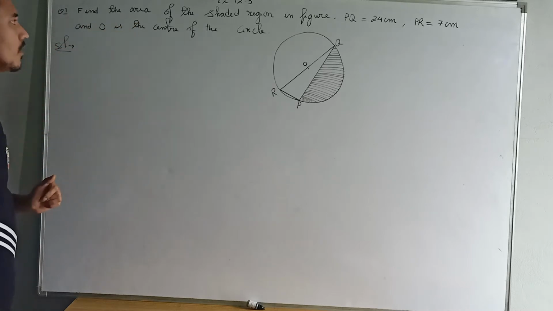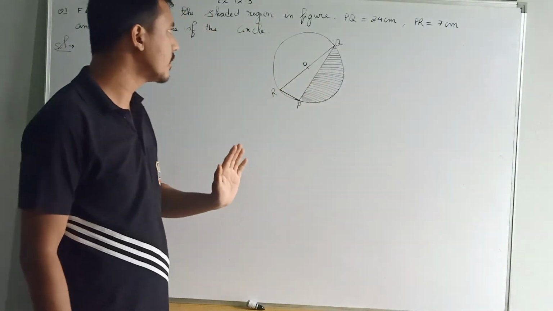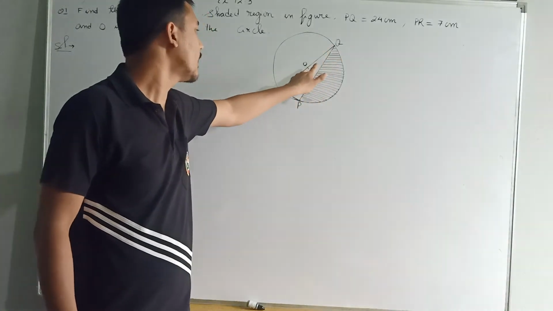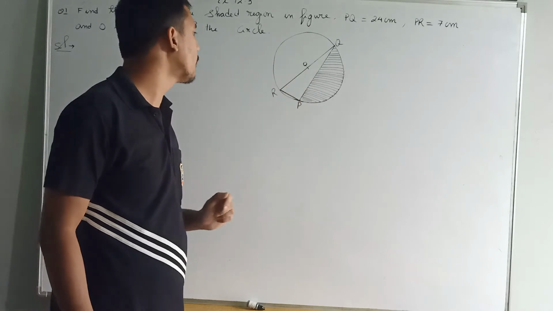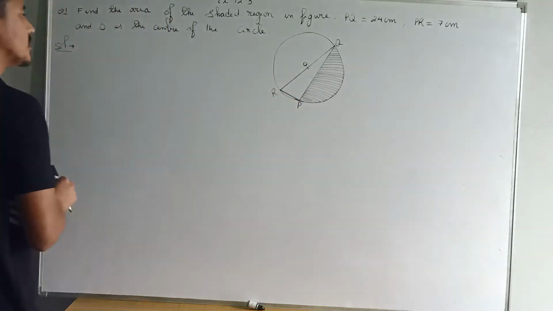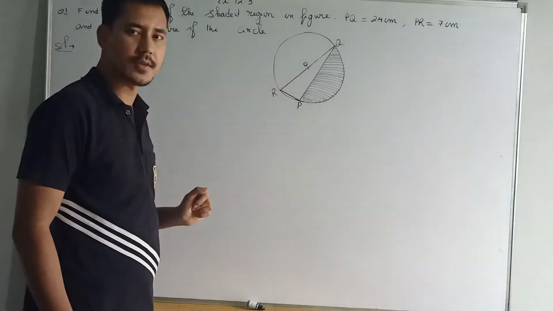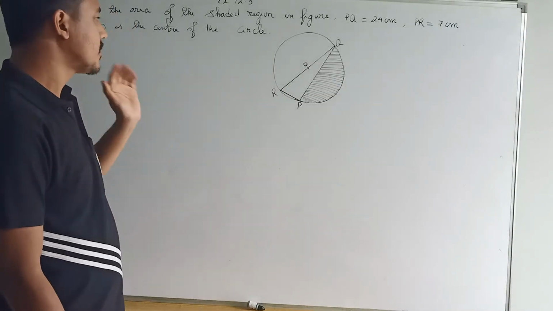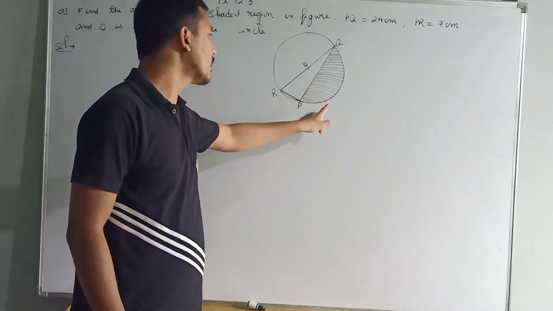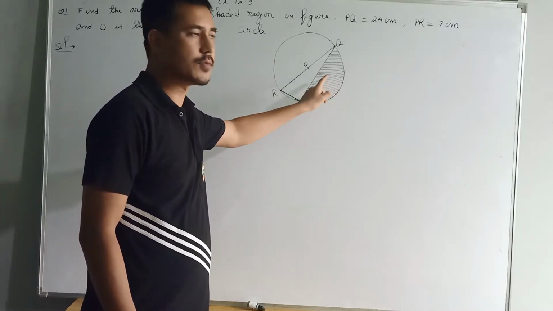Find the area of the shaded region in this given figure, where the length of PQ is given to be 24 centimeter, PR is given to be 7 centimeter, and O is the center of the circle. Using this information in the given figure, we are going to find out the area of this shaded region.